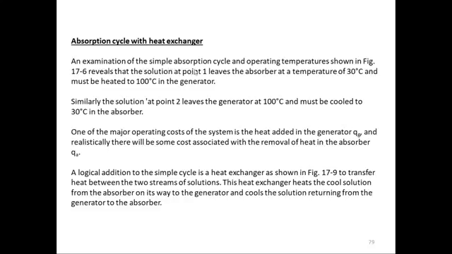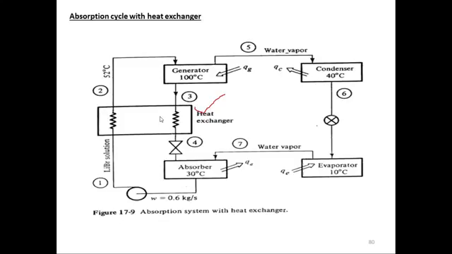An examination of the simple absorption cycle and operating temperatures shown in figure 17-6 reveals that the solution at point 1 leaves the absorber at a temperature of 30 degrees centigrade and must be heated to 100 degrees centigrade in the generator. So the solution leaving the absorber is at 30 degrees centigrade, and when it comes to the generator it has to be heated to 100 degrees centigrade. Then from this 100 degrees centigrade the solution comes back into the absorber, and we cool it there, either through air or by supplying a cold water coil inside the absorber.